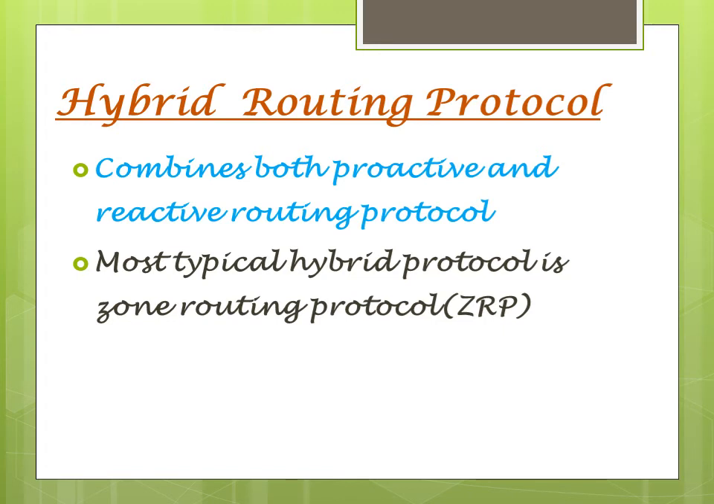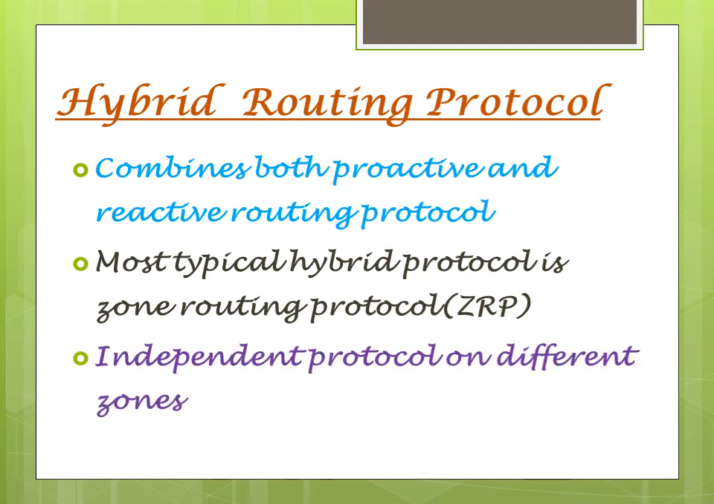Suppose we are having two zones, zone 1 and zone 2. If transmitter and receiver are in zone 1 and they are communicating in the same zone, then it is intrazone. Then it can use proactive routing protocol, which is table driven. If the transmitter is in zone 2 and it is communicating in zone 1, they are having interzone communication where they can use reactive routing protocol and the independent protocol on different zones. According to the situation, they can use any of the routing protocols.